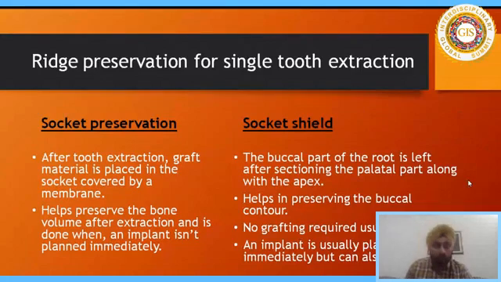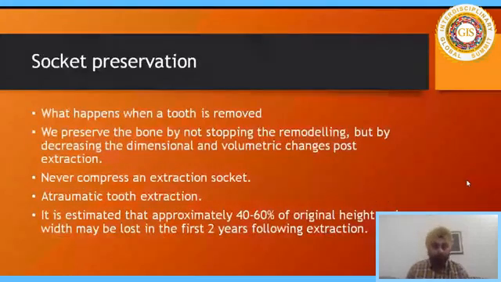Socket preservation. Now, what happens when a tooth is removed? We preserve the bone by not stopping the remodeling. We cannot stop the remodeling, but we can decrease the dimensional and volumetric changes post extraction. In our colleges, we were taught to compress the extraction sockets, but that has altogether changed. We never compress an extraction socket after extraction. We follow atraumatic tooth extraction.